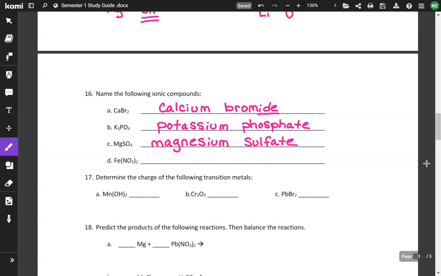Okay, now this one's a little harder. So NO3 is -1, and there are 2 of them. So my total negative will be -2. All ionic compounds are neutral. So that means my Fe has to be +2. So this will be iron. Fe is iron. Iron 2. NO3 is nitrate.